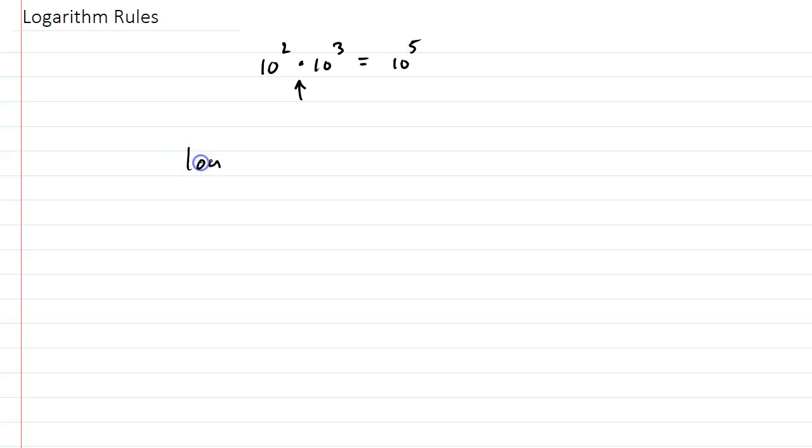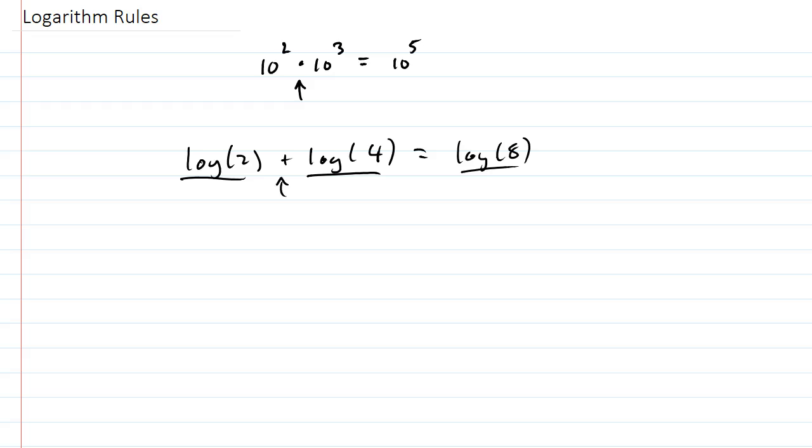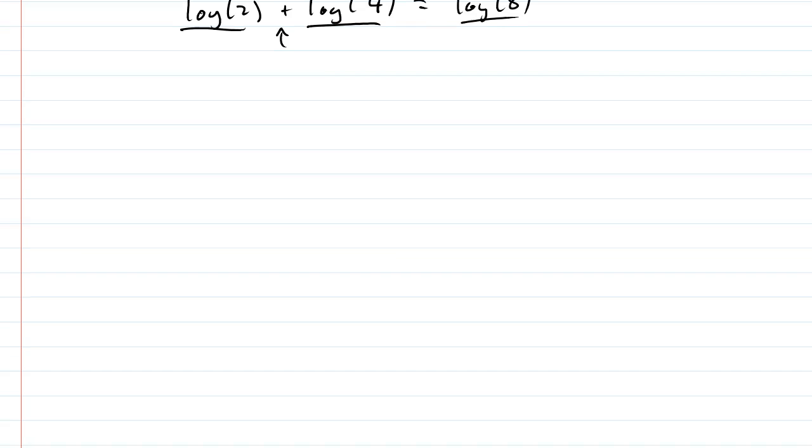So with logarithms, like the logarithm of 2 plus the logarithm of 4, let's say, it actually is the opposite now. Even though we're adding outside, we're going to be multiplying inside. And if you did log 2 and log 4 in a calculator, then added them, it's going to be the same as log 8. So these are the rules. And that's rule number 1.